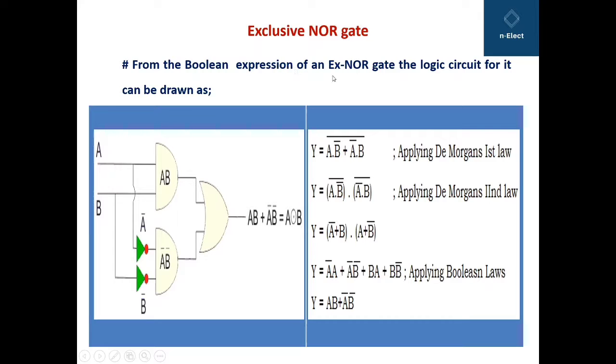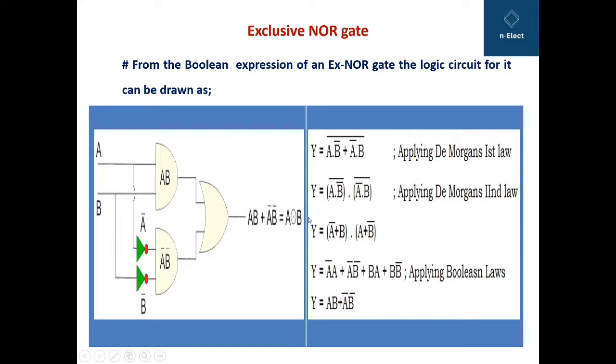From the Boolean expression of an XNOR gate, the logic circuit for the gate can be drawn like this. So here you can see two AND gates are shown. To first AND gate the inputs A and B are given, while for the second AND gate the inputs are A bar and B bar. Hence the output here will be A dot B, while here the output is A bar dot B bar, and when they will be provided as separate inputs to the OR gate, we will get AB plus A bar dot B bar, that is written as A circled dot B.